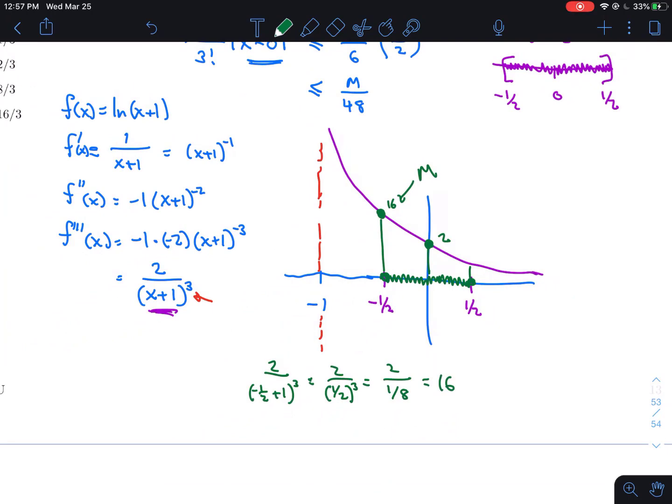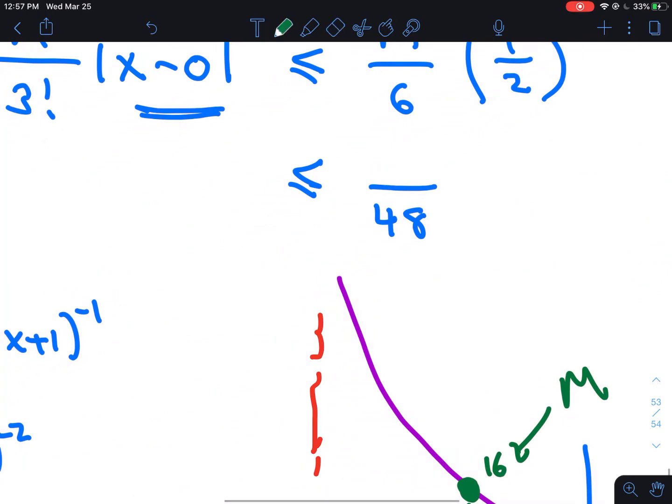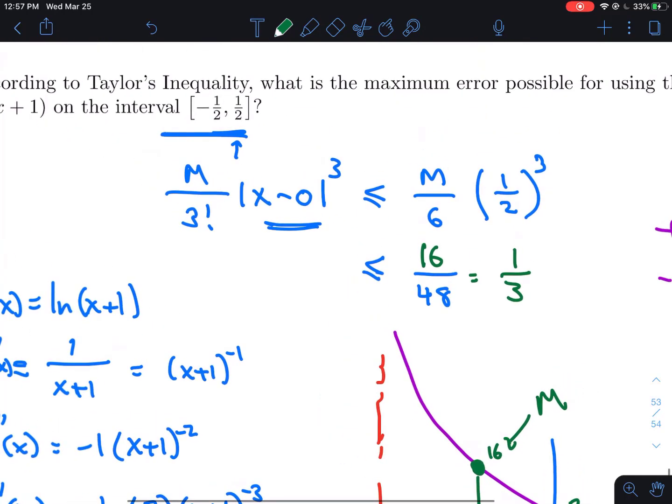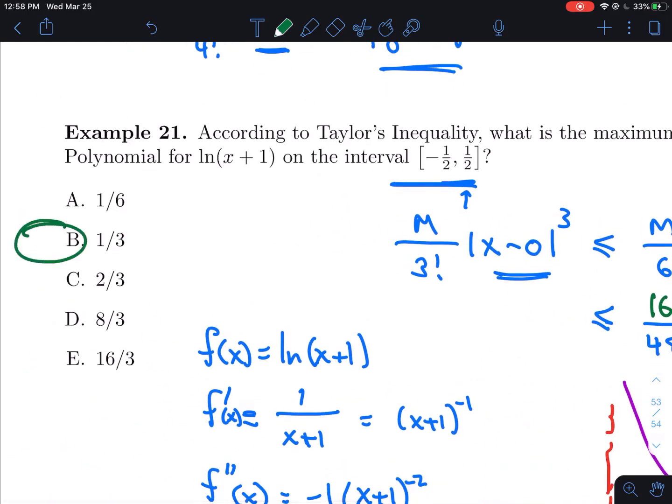So in this case, our m is 16. Let's go ahead and substitute that in. Instead of m, let's write 16 here. And that's going to be 16 divided by 48, which is 1/3. So the error is at most 1/3 according to this, and that happens to be answer B.